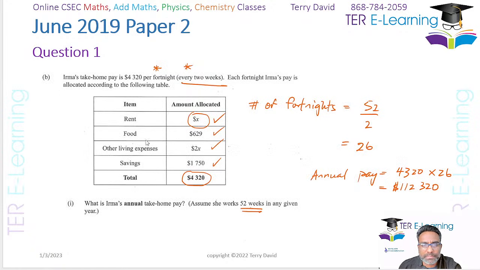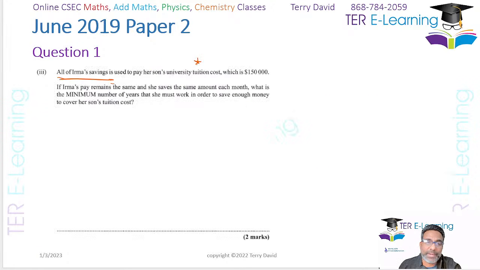Now let's go back to the table. Right, so savings, her savings in this case is 1750, right? That's the savings, but she's trying to get to this amount here, right? Now, some students work this question in slightly different ways and they got slightly different answers, right? So we need to be a little careful here. So all I'm going to do, I'm going to take that 1750 and multiply by 26 because we have 26 fortnights in a year.